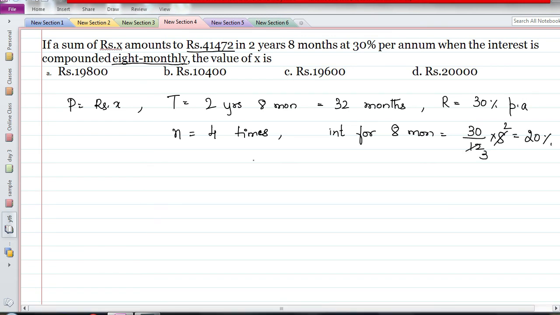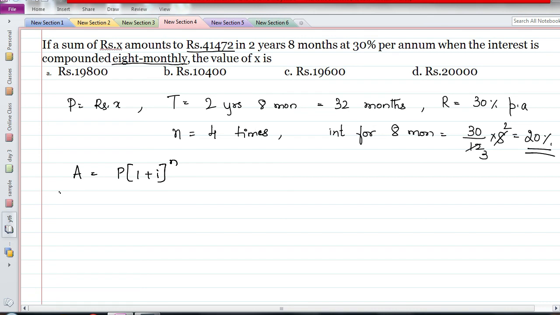To find the answer here, we will use the formula A equals P into (1 plus I) power N. This is a formula that we can use to find compound interest, to find the original value. A is the accumulated amount, that is the original amount plus the interest amount, which is 41,472 in this case. Principal amount is what we are supposed to find, that is x here. I is the interest for 8 months, that is interest for every time period. How many time periods are there? 4 time periods are there.